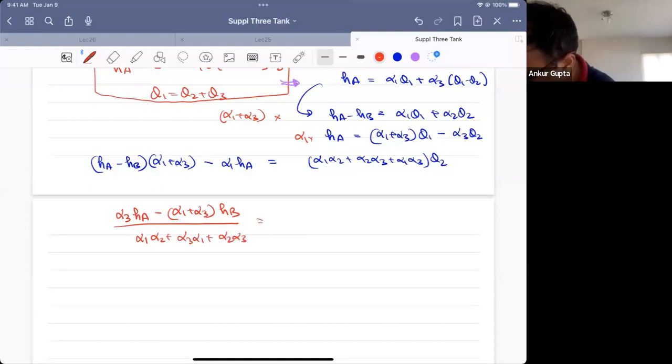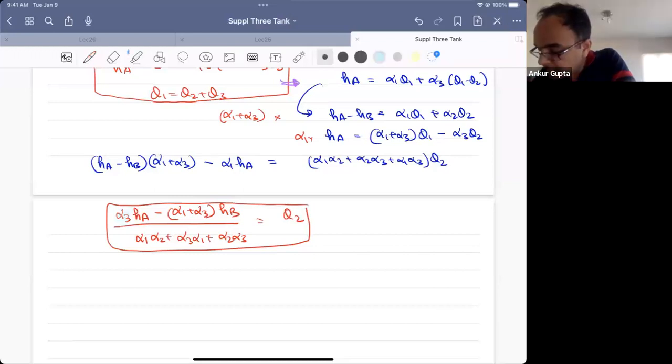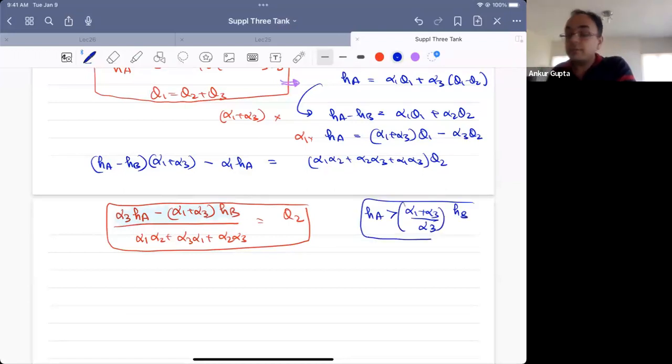You're just solving for Q2, and this is what my value is. The condition for Q2 is that this number should be positive in the numerator. The denominator is always positive because alphas are always positive in the way we have redefined the terms alpha 1, alpha 2, alpha 3. So what we really need is alpha 3 HA should be greater than alpha 1 by alpha 3 times HB. So this is the condition when scenario 1 will be valid.